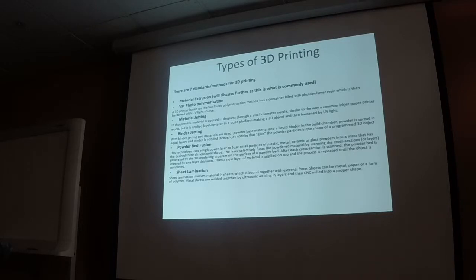Metal sheets are welded together by ultrasonic welding layers and then CNC milled. Again, more of a commercial application. And then direct energy deposition. This process is mostly used as a high-tech metal industry in rapid manufacturing process. The 3D printing apparatus is usually attached to a multi-axis robotic arm. It consists of a nozzle that deposits metal powder or wire to a surface and an energy source laser.